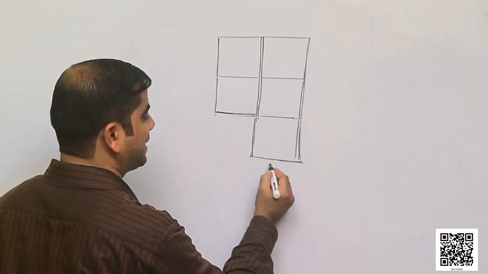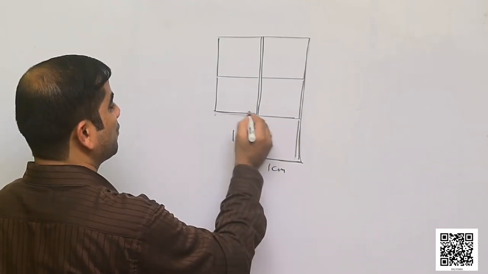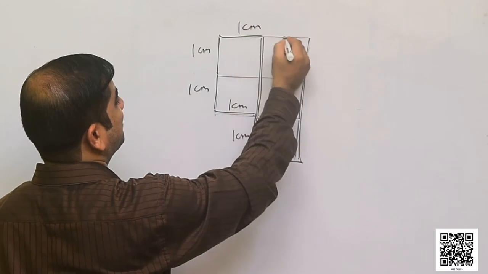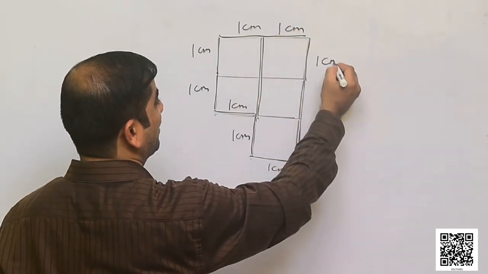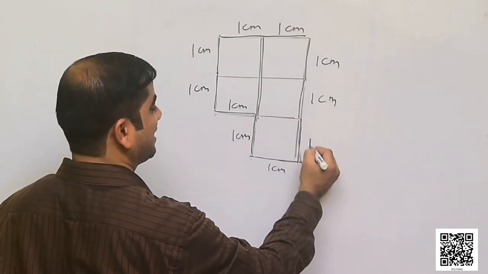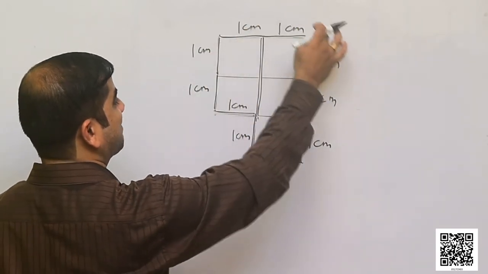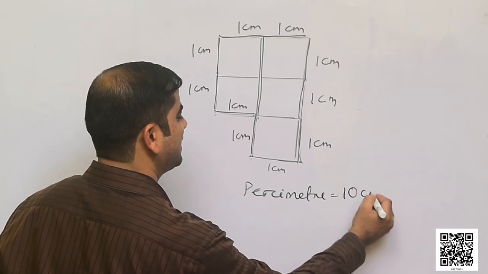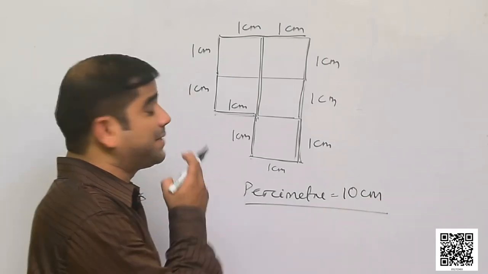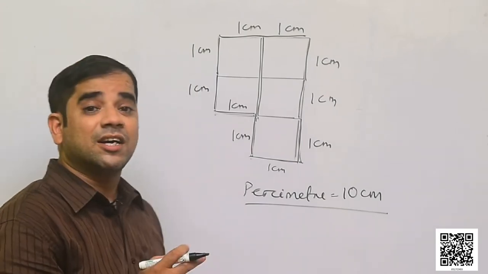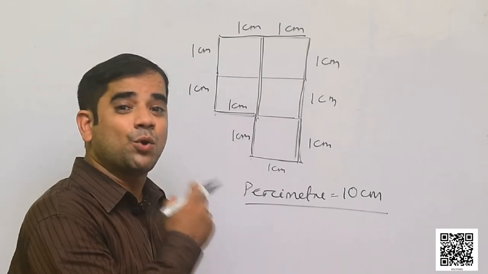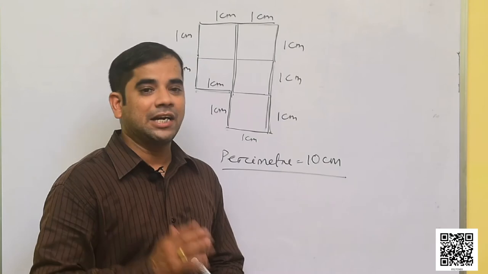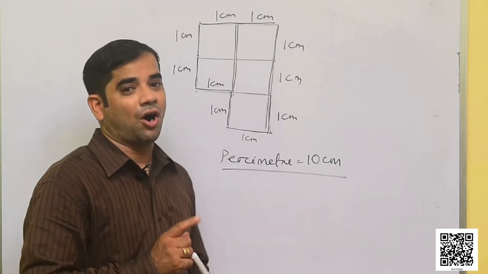Starting from here, 1 centimeter, 1 centimeter, 1 centimeter, 1 centimeter, 1 centimeter, 1 centimeter, 1 centimeter, 1 centimeter, 1 centimeter, and 1 centimeter. 1, 2, 3, 4, 5, 6, 7, 8, 9, 10 centimeter. So perimeter is equal to 10 centimeter. Except this shape, we can construct another 11 shapes using 5 squares, and all other 11 shapes will have a perimeter of 12 centimeter. Let's draw another shape and find out whether it's true or false.